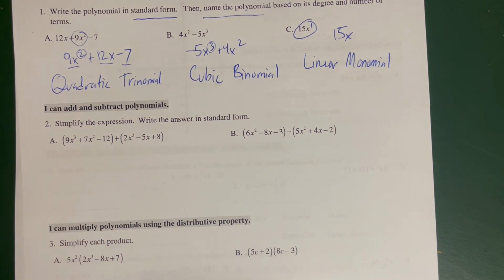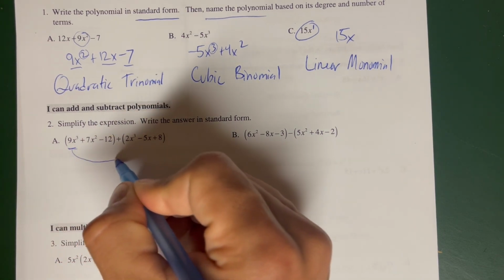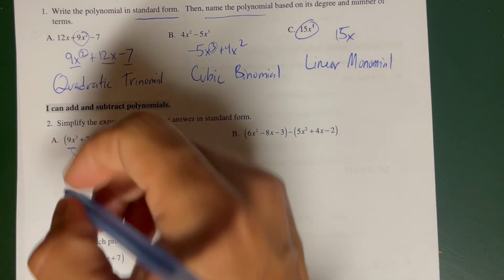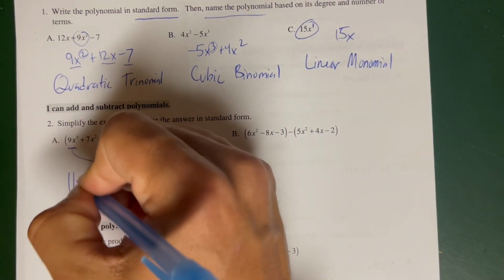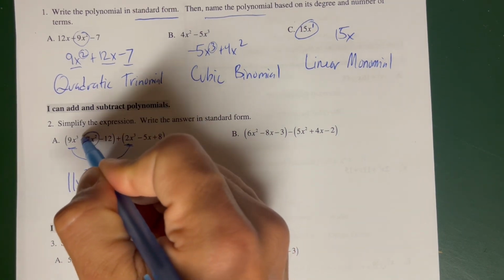Polynomials can be added or subtracted. And so we're just simply going to combine like terms. Like terms would be the terms that have the same exponents. And so what I have here is 9x to the third, and 2x to the third is going to be 11x to the third. Notice here I have a squared term, but it's all by itself.